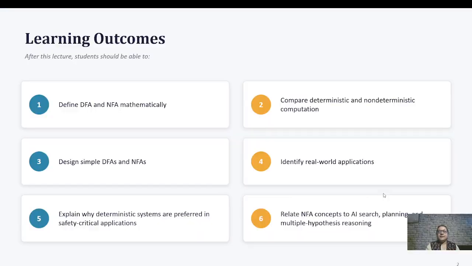In this lecture, we will understand their mathematical definitions, compare their characteristics, explore the real world examples, and see how these concepts relate to modern artificial intelligence.